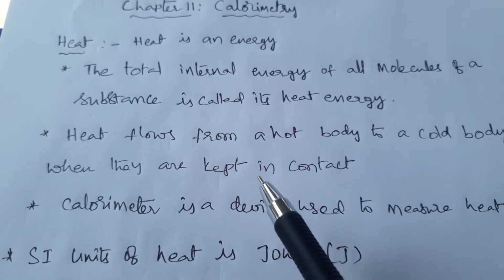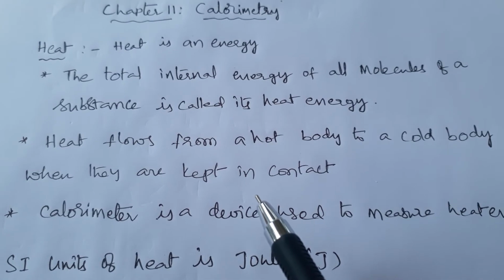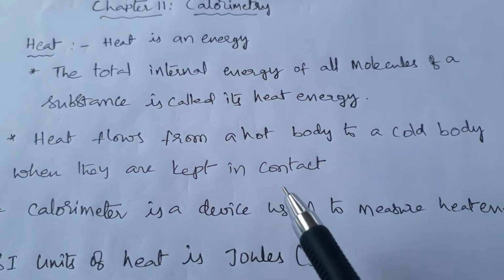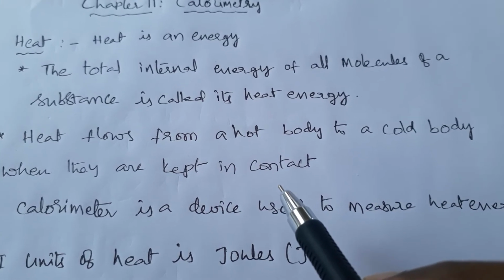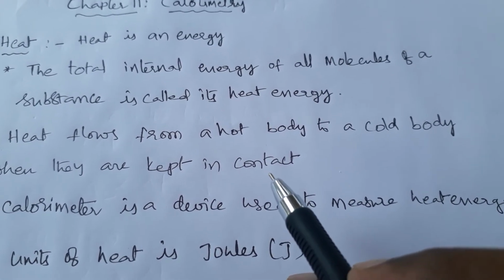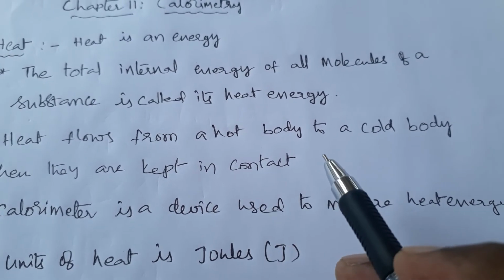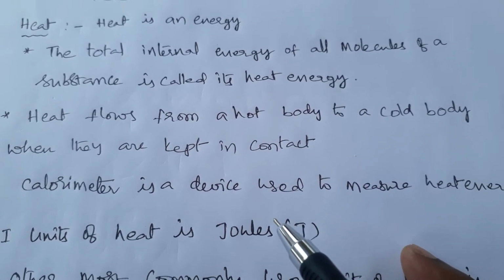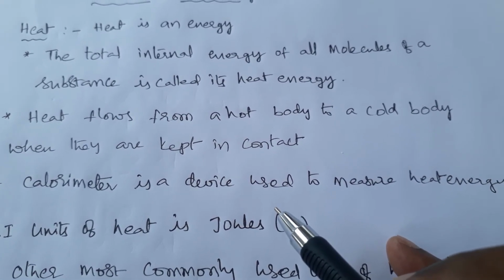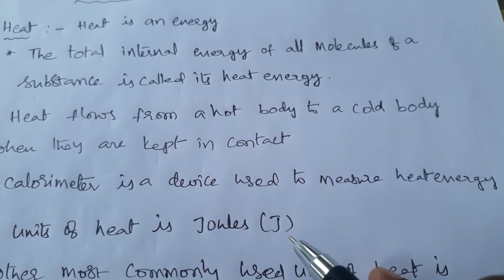Now, heat always flows from a hot body to a cool body when they are kept in contact. When we keep two bodies in contact, heat always transfers from the hot body to the cool body. A device, the calorimeter, is used to measure the heat energy.